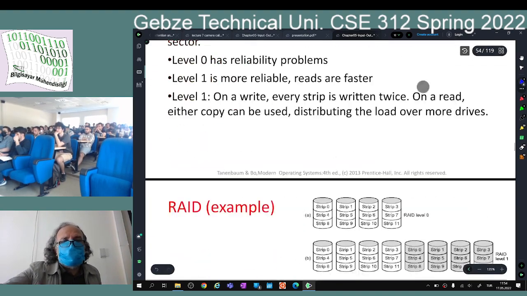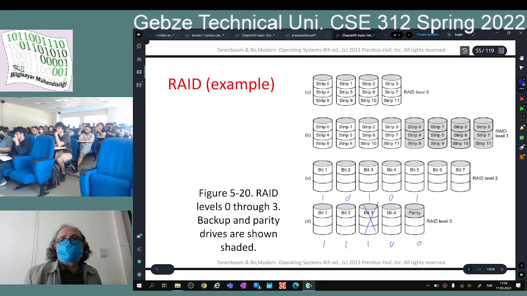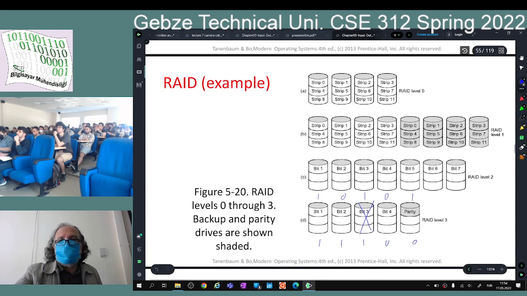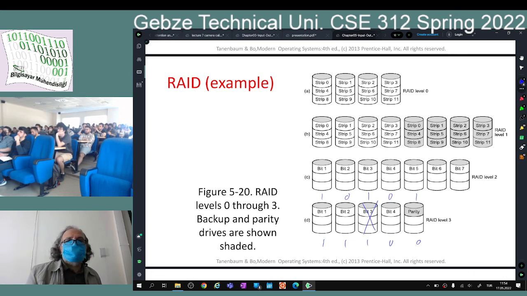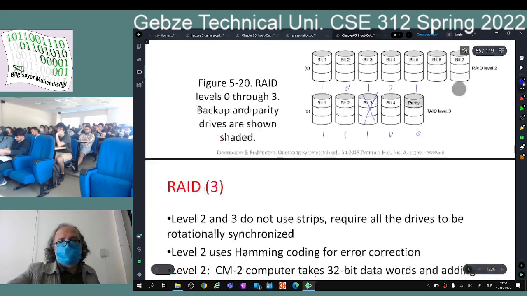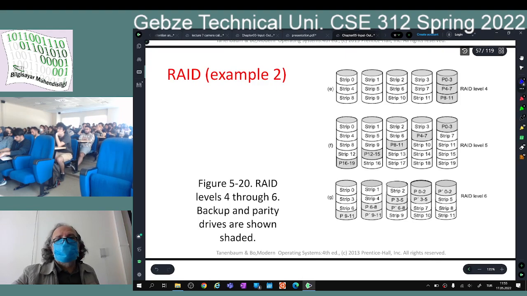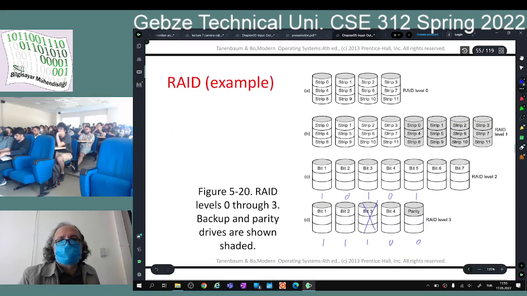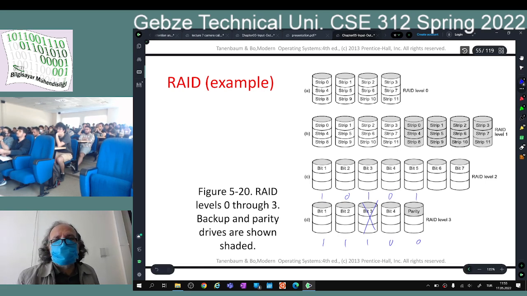As you see, there are different levels: level 0, level 1, level 2, and level 3. Don't let the term level confuse you. Level doesn't mean that level 0 is worse than level 1. Level just means a class: RAID class 0, RAID class 1, and RAID class 2. Some of them have advantages, some of them have disadvantages. Level doesn't mean that level number 8 or level number 6 is much better than the others. Again, they have their advantages and disadvantages. So at the beginning we have level number 0, class number 0.